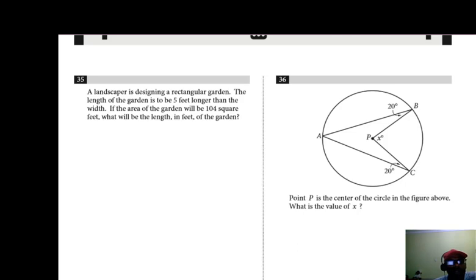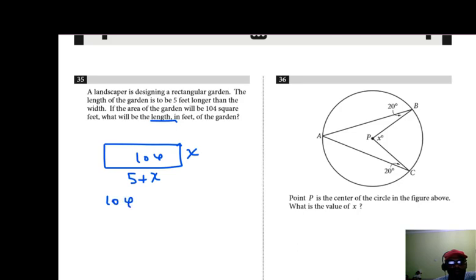Okay, let's do this one. A landscaper is designing a rectangular garden. The length of the garden is 5 longer than the width. So if the width is x, the length is 5 plus x, and if the area of the garden is 104, what will be the length?